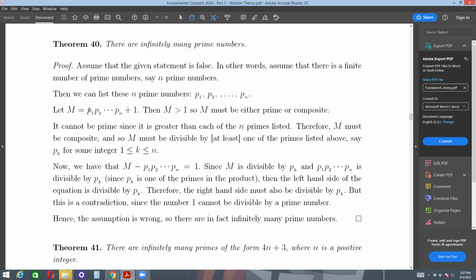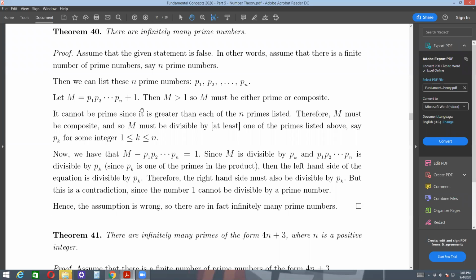It can't be prime because Pn is the largest prime number, based on what we've listed. Assume this is in order, P1 to Pn. This is the largest one, but this M is bigger than that, because it's the product of all of them plus 1. So it's automatically bigger than Pn plus 1. So it can't be prime, so it must be composite.